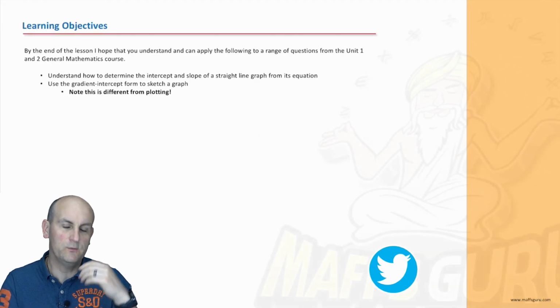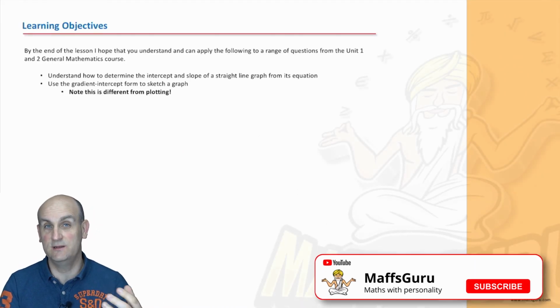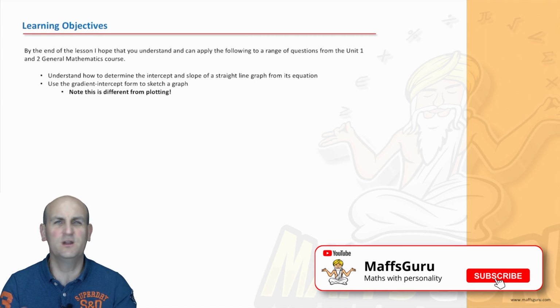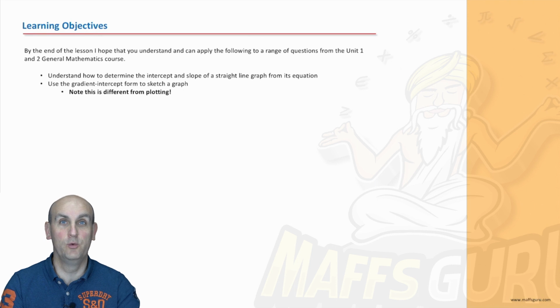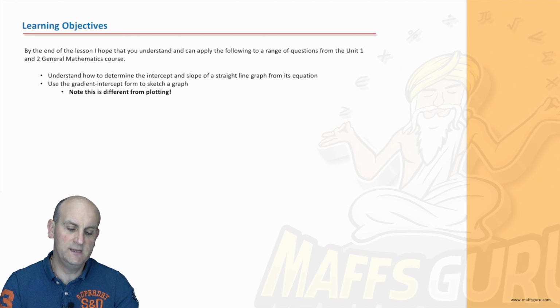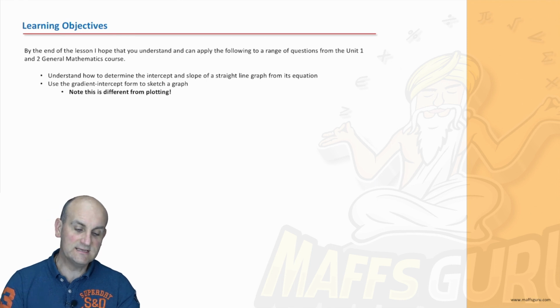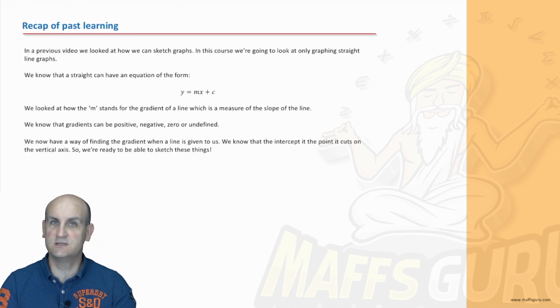All right, what are we going to do now? Well, this is building on the previous lessons we've been dealing with, part of this general maths course. And if you don't know what general maths is, don't worry about it, it's fine. All of this stuff is universal, and so you should be able to hopefully pick up what I'm doing. We're going to understand how to determine the intercept and slope of a straight line graph from its equation. And there are some tricks, Barry's at it again, and use the gradient intercept form to sketch a graph.